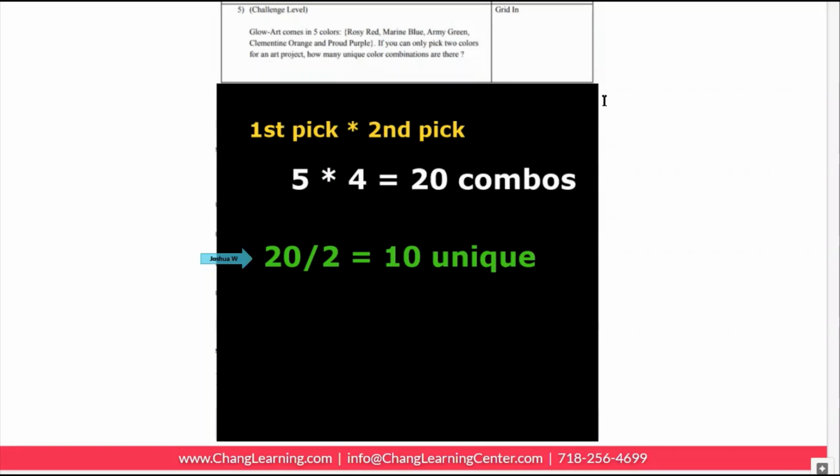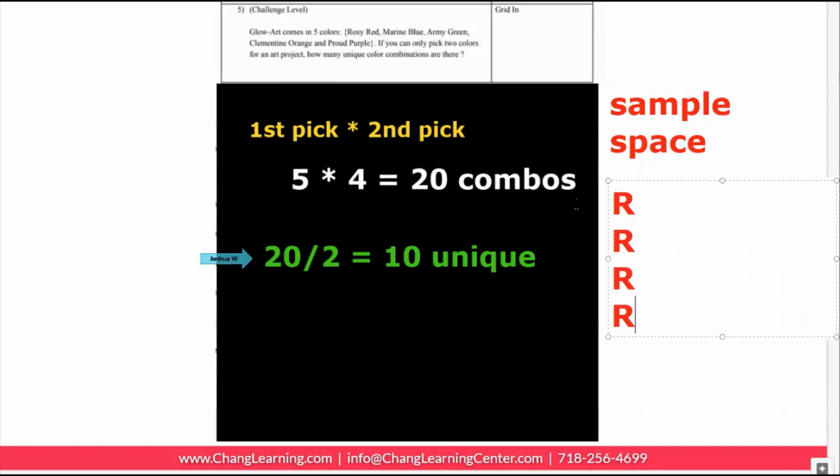As a follow-up, some students solve this with the sample space. So for example, we can take the red color and pair it with the other colors. We can't choose red again because we already chose red. So it would have to be red blue, red green, red orange, or red purple. Since those are all the combinations with red, we've now done all of the combinations with red.